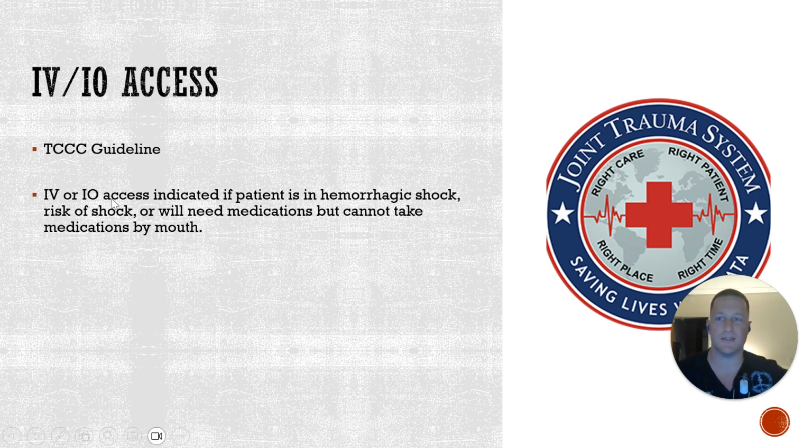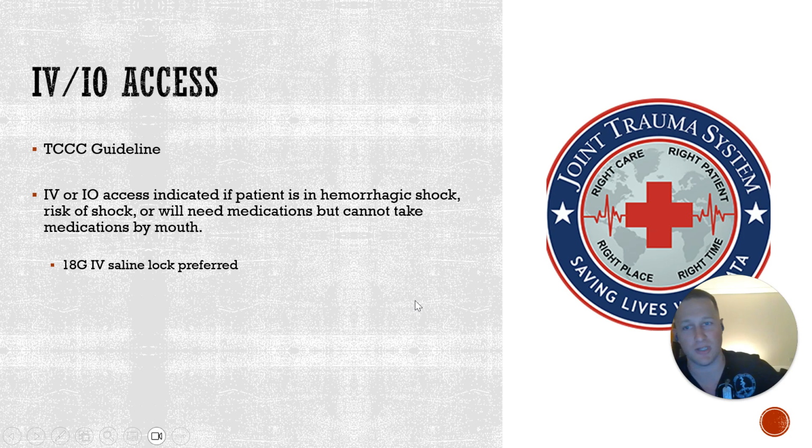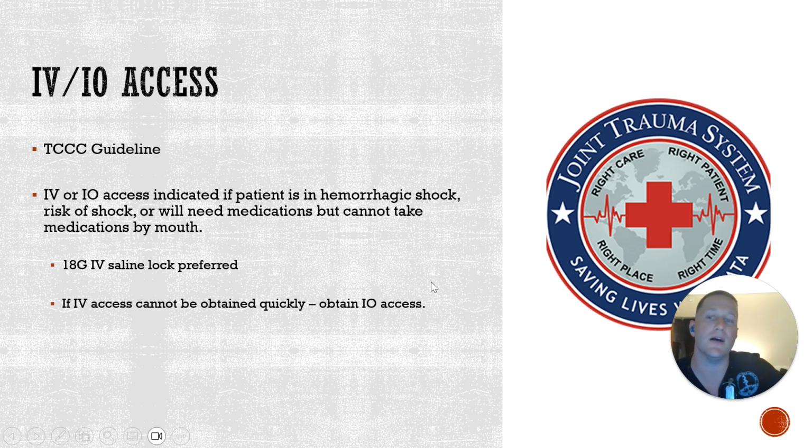Next guideline is IV or IO access indicated if a patient is in hemorrhagic shock, at risk of shock, or will need medications but cannot take the medications by mouth. They recommend 18-gauge IV saline lock is preferred. And if you can't get IV access, place IO access. Okay? Straightforward, simple. Get the IV. If you can't get the IV, get an IO because you need it.